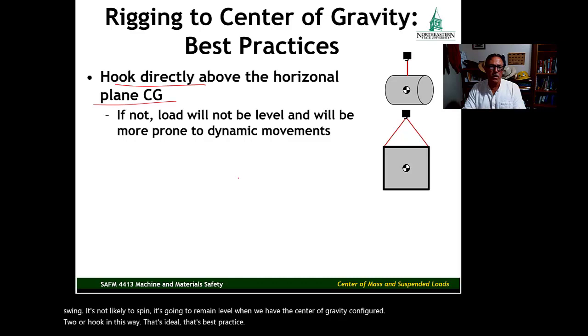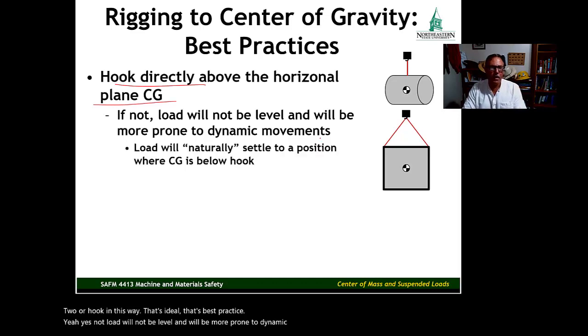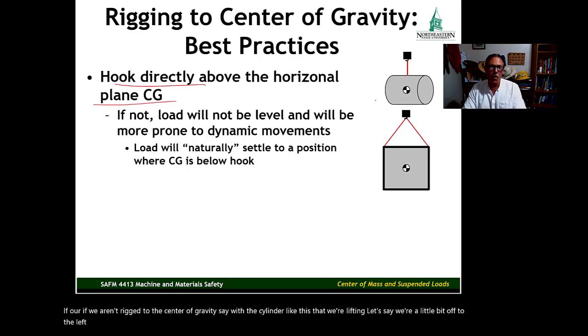If not, the load will not be level and will be more prone to dynamic movements. Now, if we aren't rigged to the center of gravity, say with a cylinder like this that we're lifting, let's say we're a little bit off to the left or a little bit off to the right, what's going to happen?